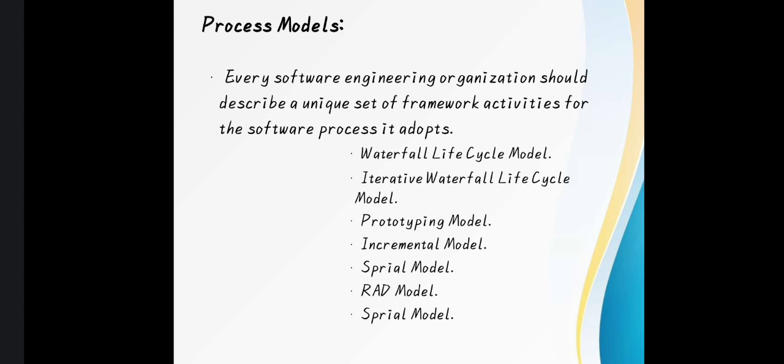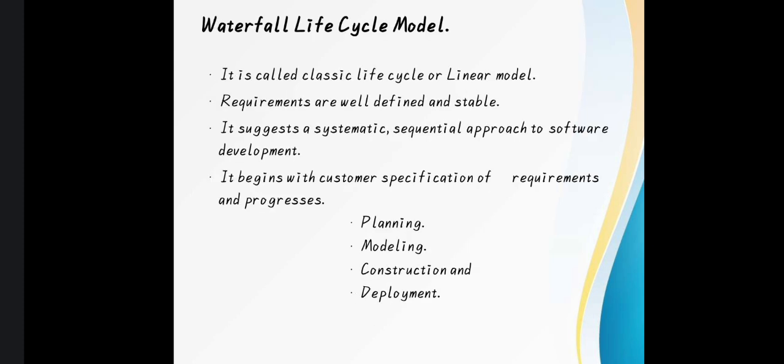Then we have to discuss process models. Every software engineering organization should describe a unique set of framework activities for the software processes it adopts: waterfall lifecycle model, iterative waterfall lifecycle model, prototyping model, incremental model, spiral model, RAD model, that is rapid application development model. Last one is spiral model. First one is waterfall lifecycle model. It is called classic lifecycle or linear model.